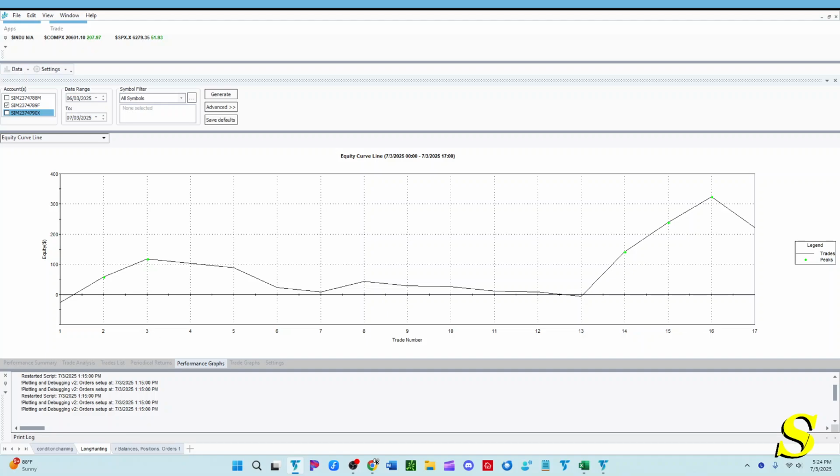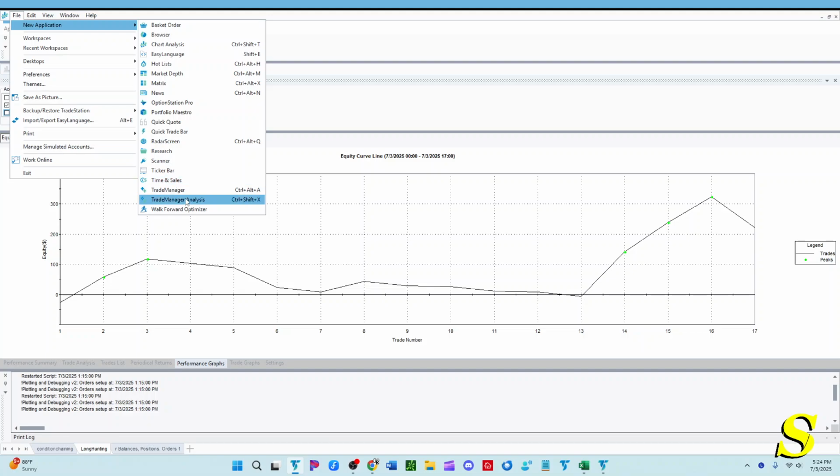So use the Trade Manager analysis under New Application and Apps, and look back and see how you've actually done. I'm gonna have to do this with my real account. Go back and look and see. Ooh, it could be scary. It could be scary, but I'm gonna do it.